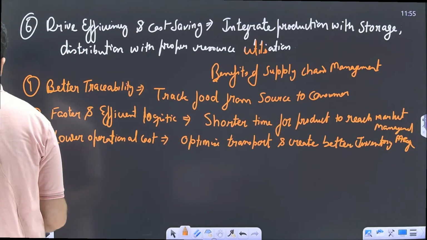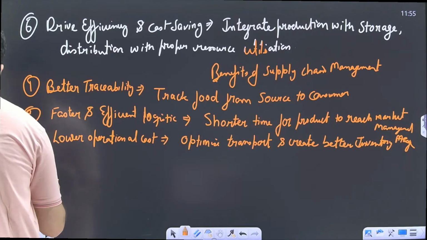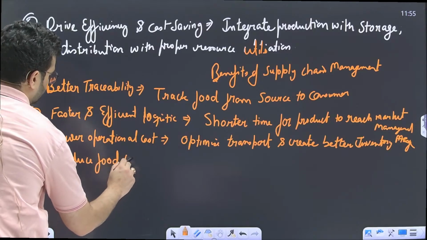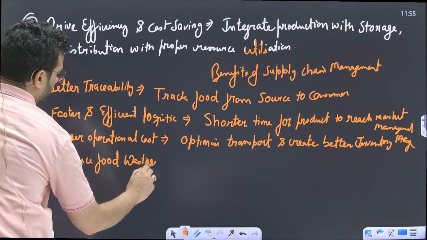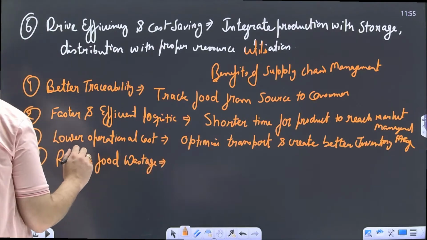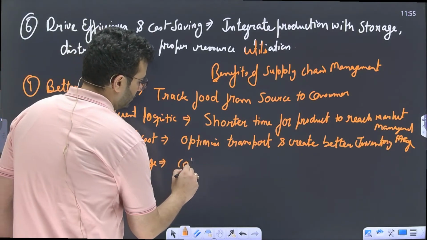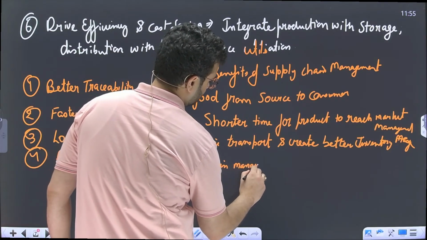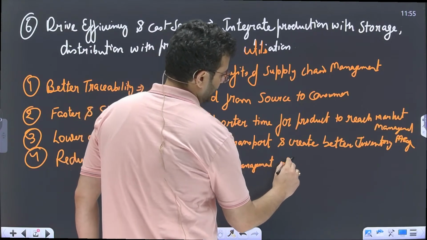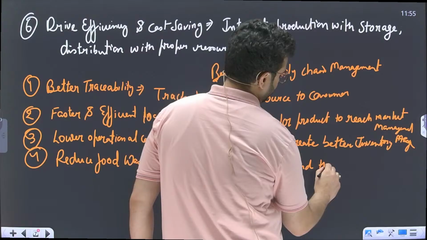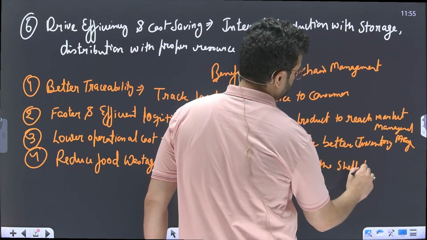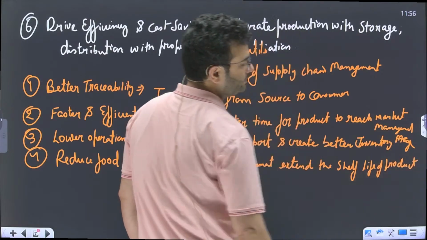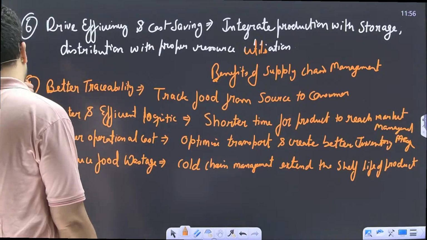Then fourth is reduce food wastage. We need to reduce food wastage as much as possible. Cold chain management will extend the shelf life of the product.